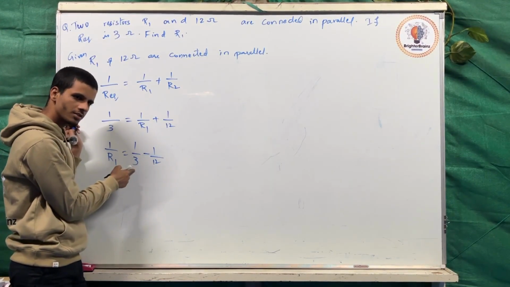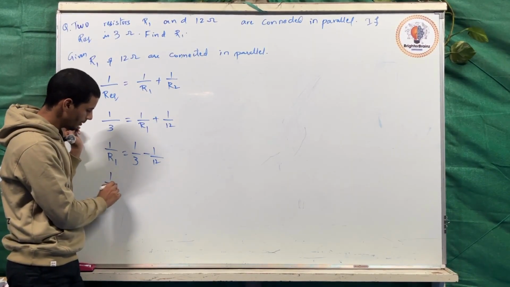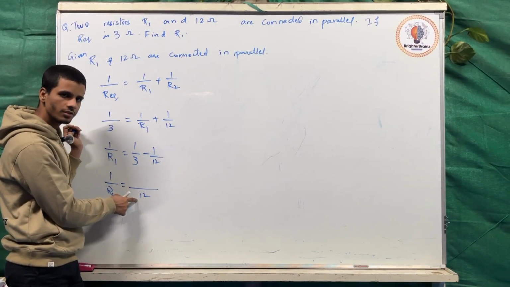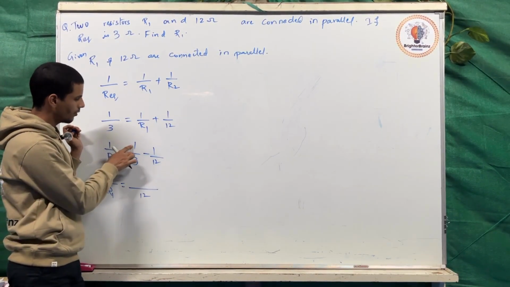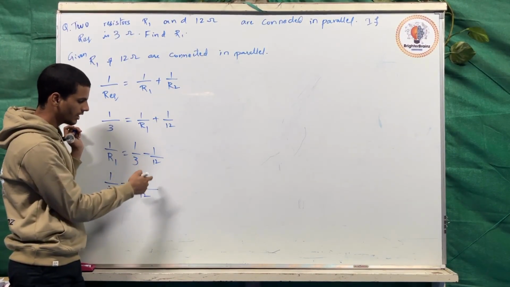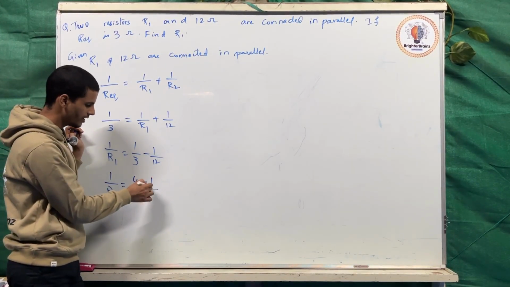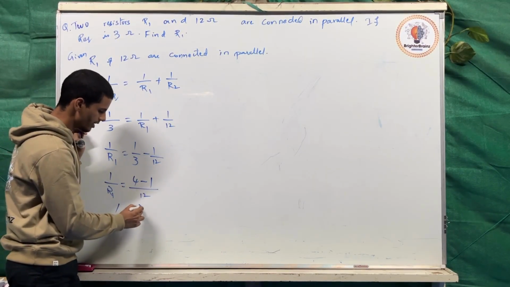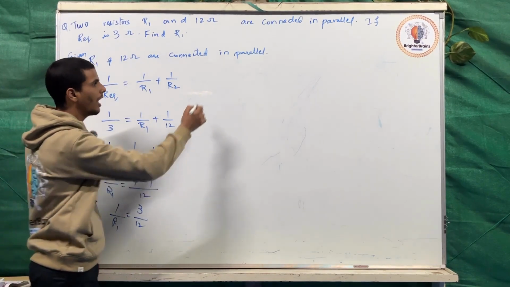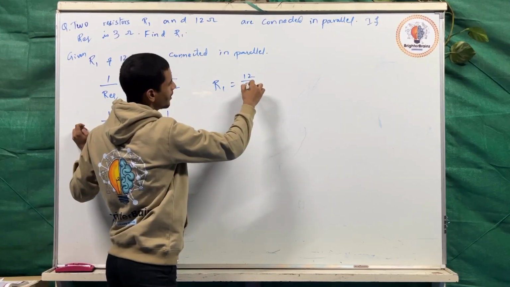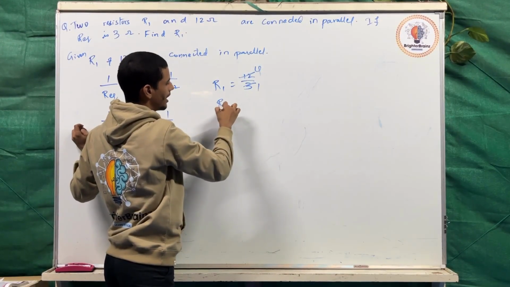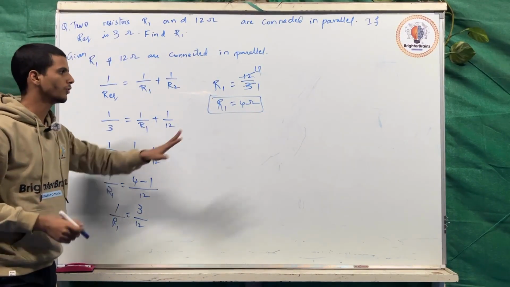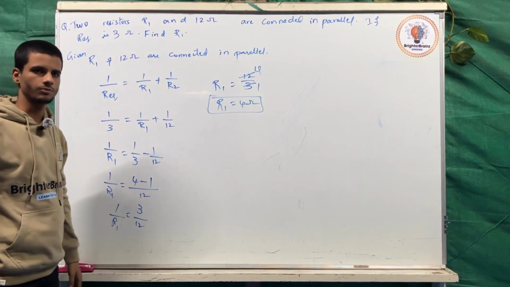Which is the larger among these? 12, so we consider that. 1 by R1 is equal to, with 12 as the LCM, how many times does 3 go into 12? 4 times. So 1 into 4 is 4, minus, how many times does 12 go into 12? 1 time. So 1 into 1 is 1. So 1 by R1 is equal to 4 minus 1, which is 3 by 12. So R1 is equal to 12 by 3. 3 ones are 3, 3 fours are 12. R1 is equal to 4 ohms. So the unknown resistance is 4 ohms.